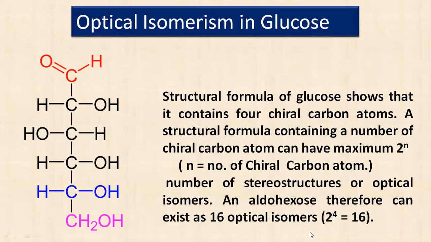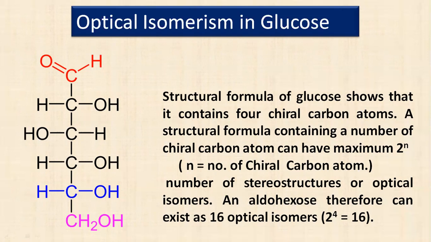Next point, about optical isomerism in glucose. The structural formula of glucose shows that it contains 4 chiral carbon atoms. Now see, these are carbon number 2, 3, 4 and 5. These are the chiral carbon atoms. And a structural formula containing a number of chiral carbon atoms can have a maximum of 2 raised to n stereo structures, or what we can say optical isomers.